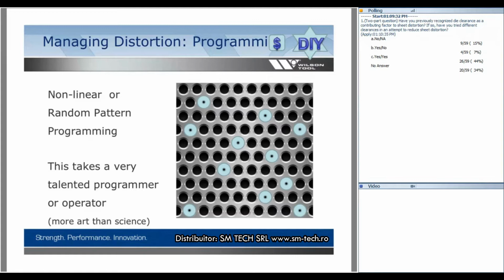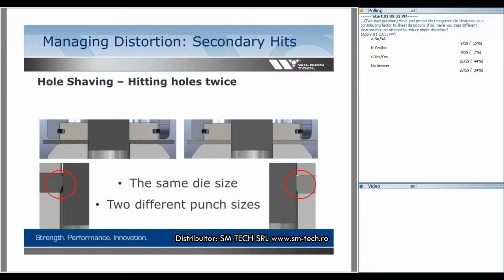So it's something people can do, and it slows down your production, so it does cost money. Managing distortion through secondary hits. Hole shaving, hitting the hole twice. You'll see two circles on your screen.